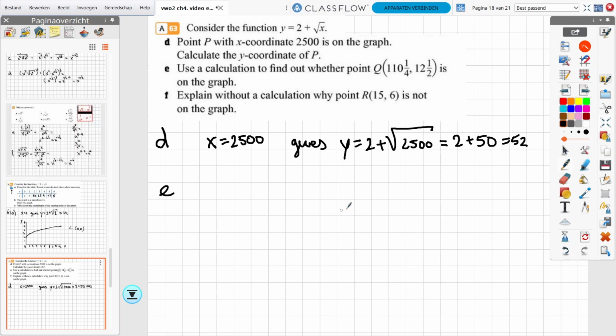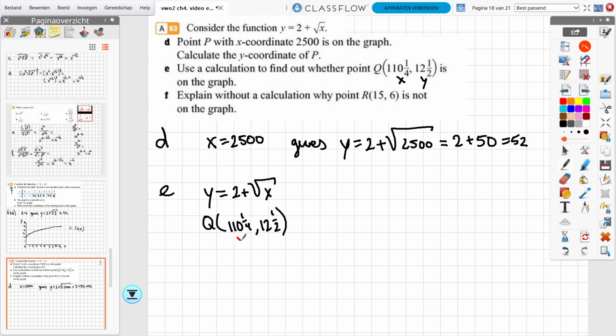E. Use a calculation to find whether the point is on the graph. Okay, this is x, this is y. Again, you can notate this in different ways. You can say x is 110 and a quarter gives, and then fill it in and check if the y value is this. What you also can do is this notation, which I have shown you in class. This is more the notation we use in 3rd grade and up, but I prefer it over the way the book does it right now.